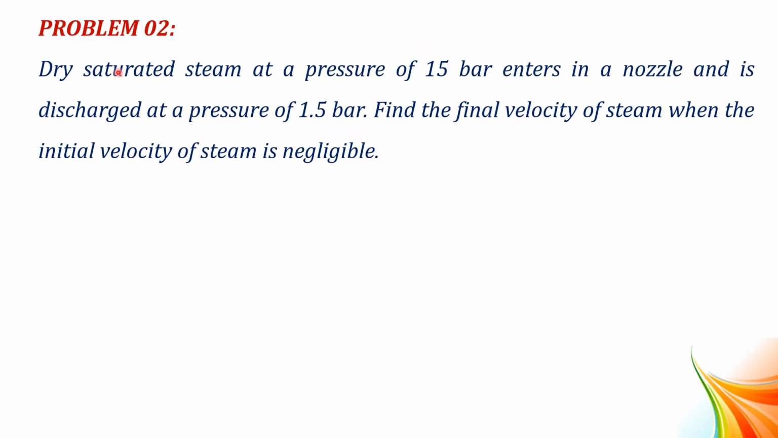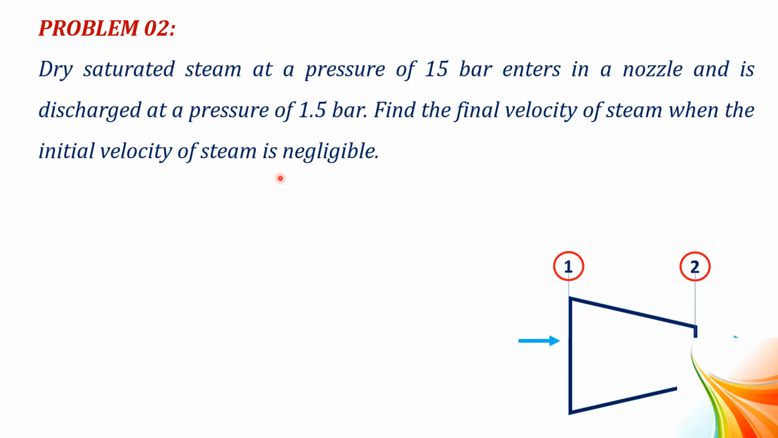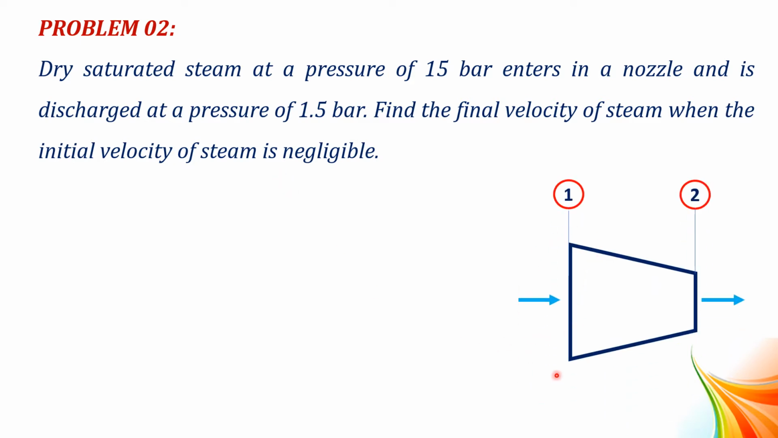Problem 2. Dry saturated steam at a pressure of 15 bar enters a nozzle and is discharged at a pressure of 1.5 bar. Find the velocity of steam when the initial velocity of the steam is negligible. See, this is a convergent nozzle. 1 is the inlet and 2 is the outlet. Steam enters through 1 and leaves at 2.